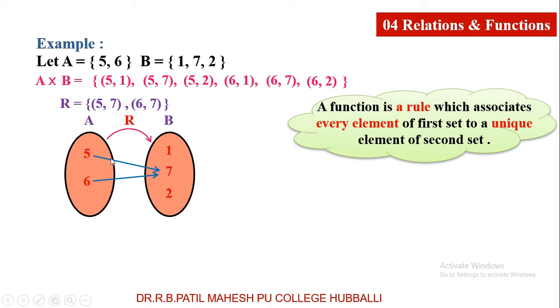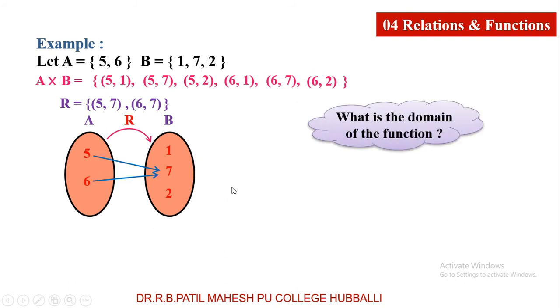Definitely, 5 and 6 each have a unique element in the set B. 5 has only one element, 6 also has only one element. Therefore, this is a function. After that, what is the domain of the function? Once the relation becomes a function, then you can write its domain. What is the domain of the function?